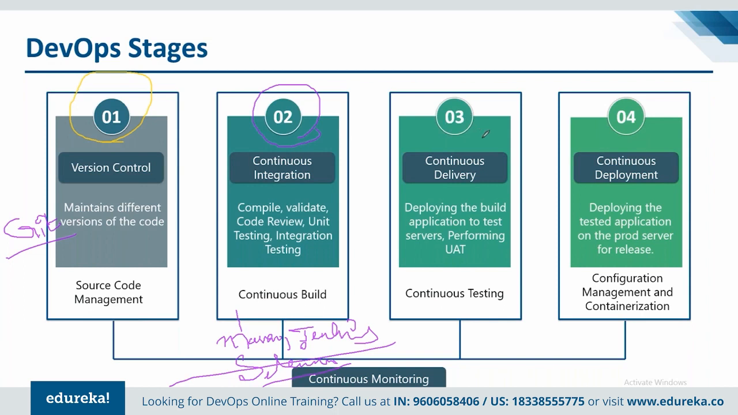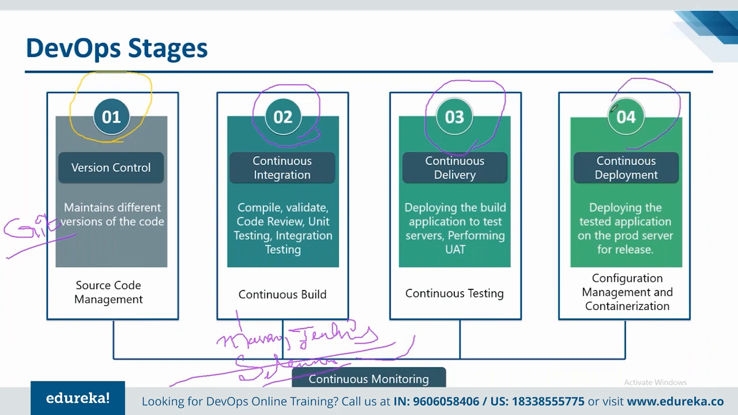All right, so next we have continuous delivery, right? So again, here we simply deploy the application, and we perform multiple user acceptance tests on top of it, right? As a part of continuous testing as well. And this is also part of Selenium, where we write the test scripts, right?